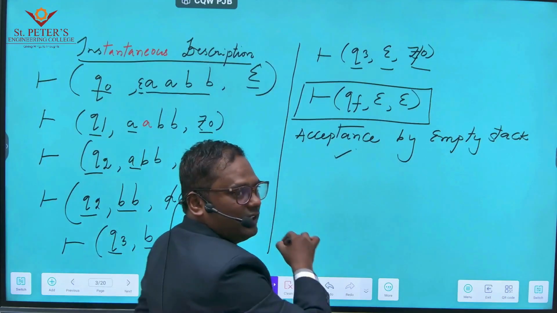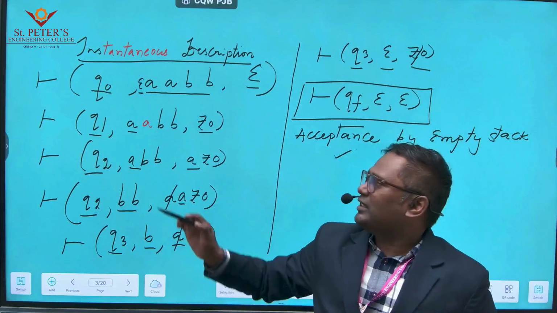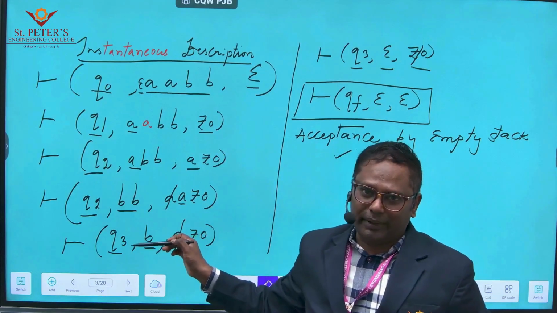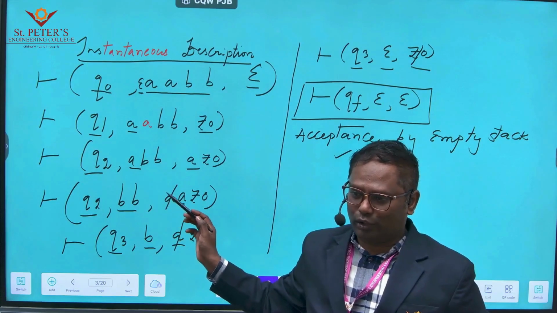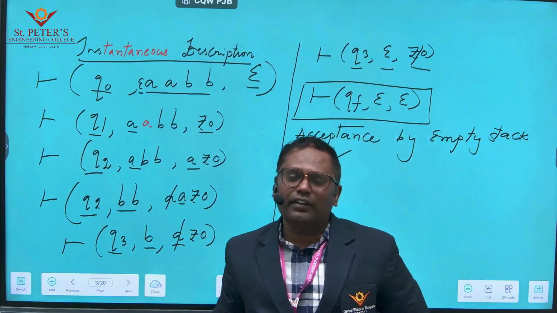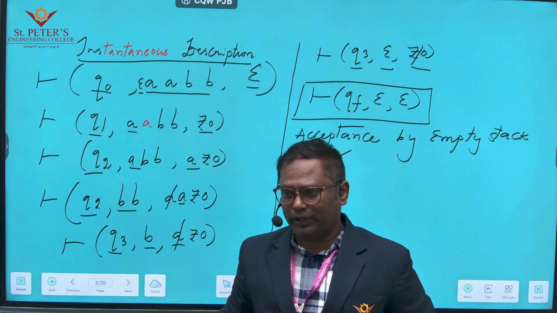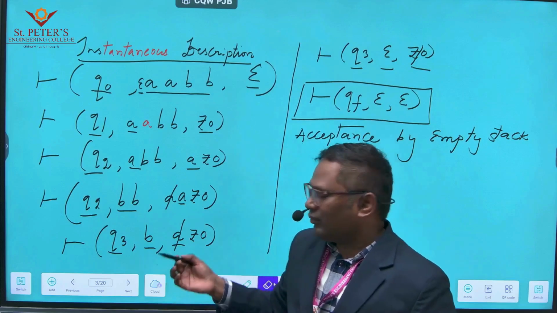So this is an instantaneous description. This instantaneous description is a method which says whether whatever you have drawn is valid or not. If you are taking a valid string, definitely your pushdown automata should accept it. Thank you.